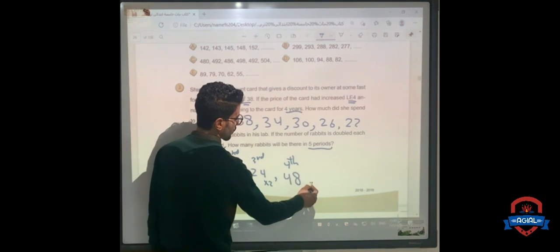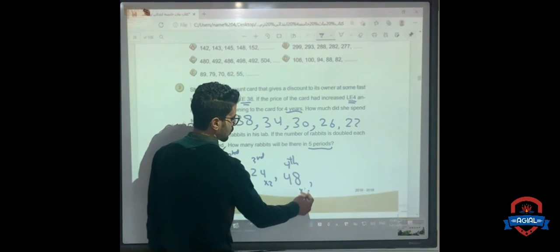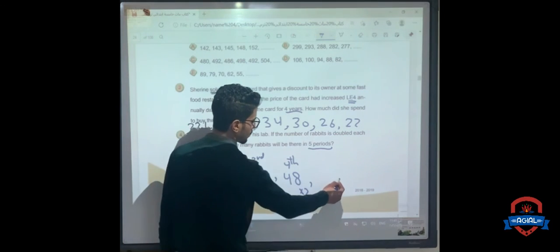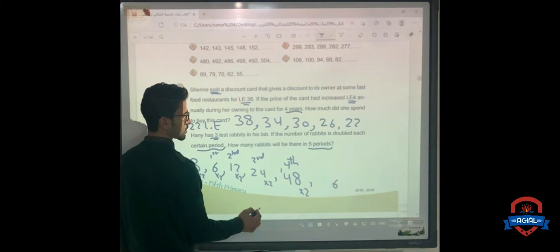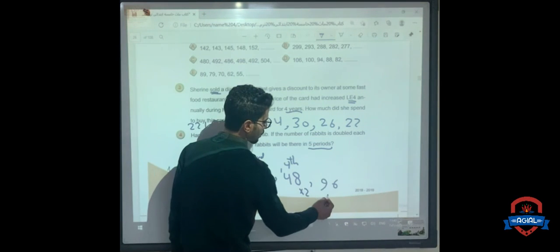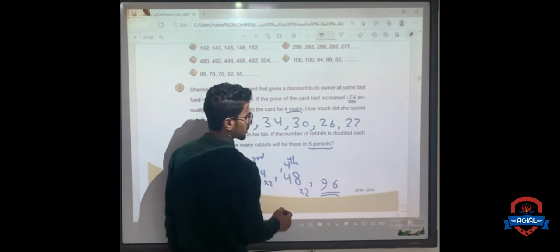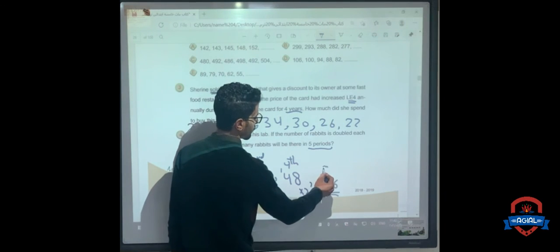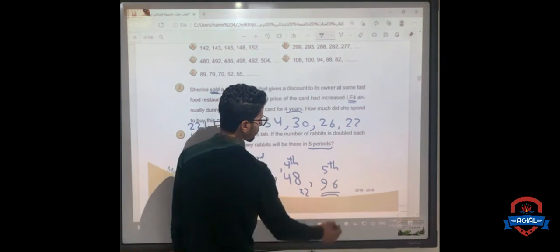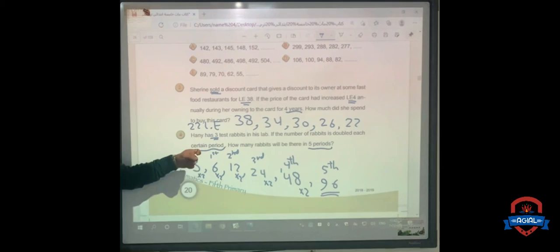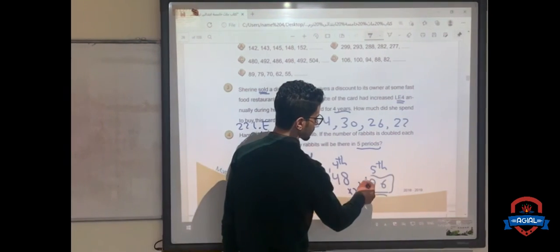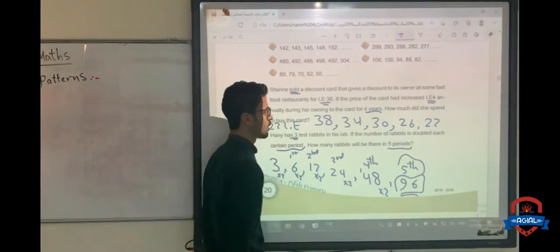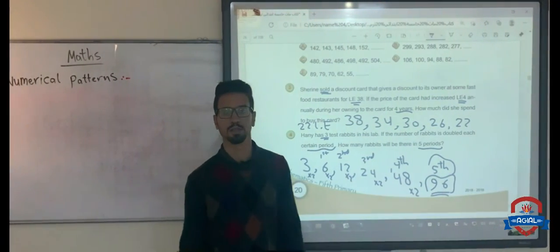period. And if we multiply by 2, we have 2 times 8 equals 16. 6 and carry 1. 2 times 4 equals 8 plus 1 equals 9. So we have 96 rabbits in the fifth period. So after 5 periods, the number of rabbits will be 96.